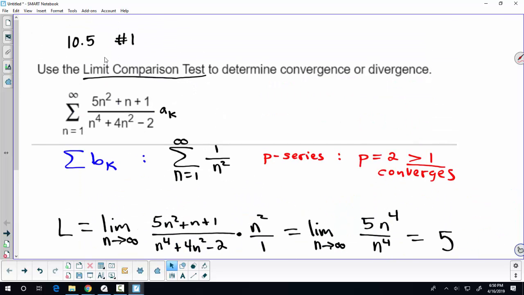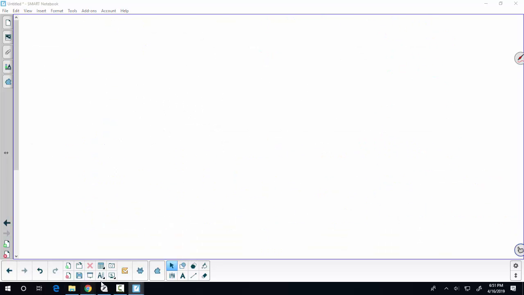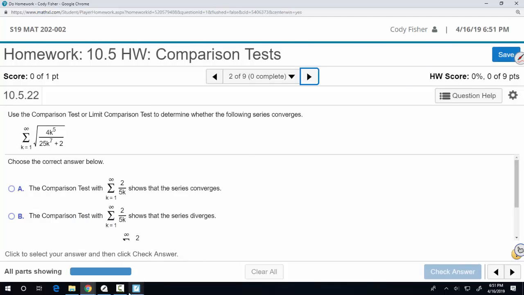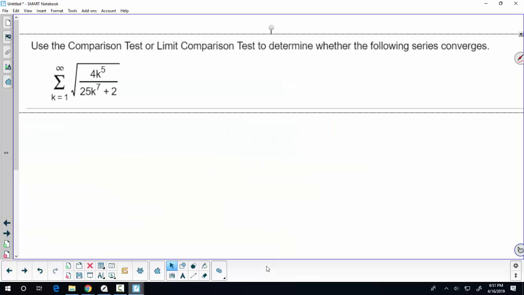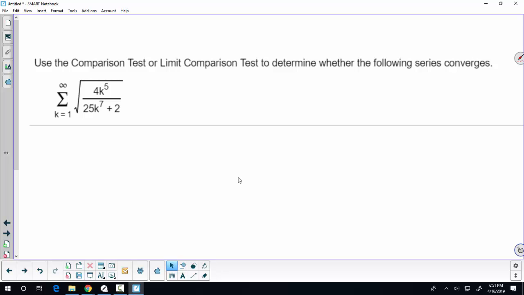Any questions on this example? Does that make sense? So choosing our comparison, what do we want that to be? I guess it could be anything really.